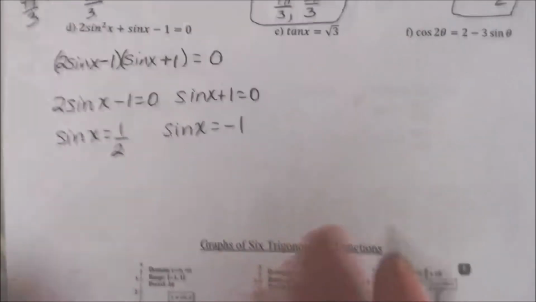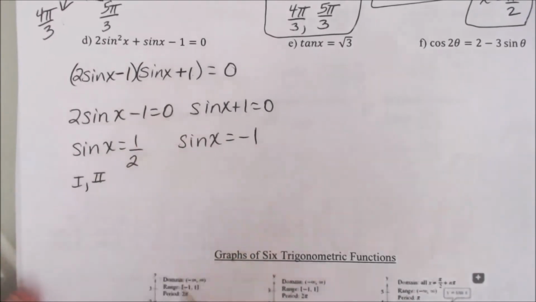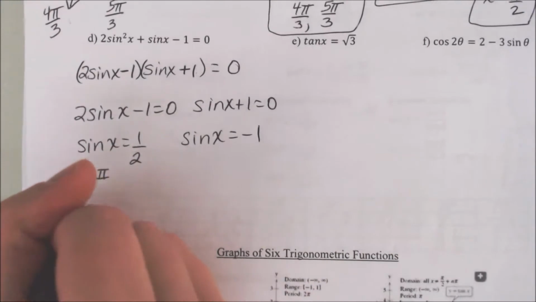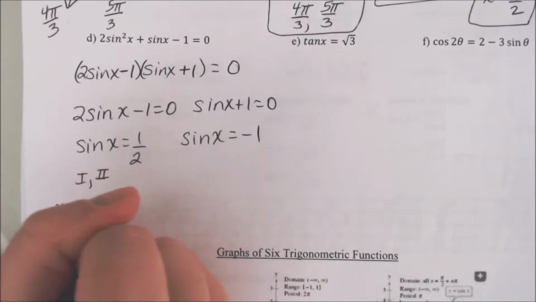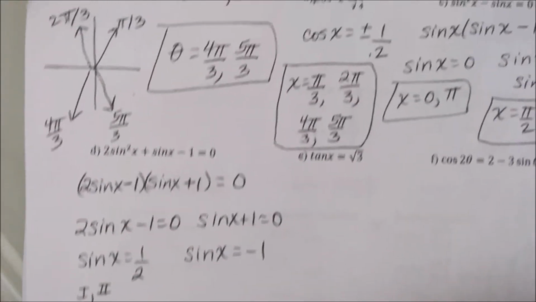Where is sine positive in which quadrants? That would be in quadrant 1 and quadrant 2. So we want the pi over 6 values in quadrants 1 and 2. Well, in quadrant 1, of course, it's just pi over 6. In quadrant 2, this is that sort of counting trick I was talking about a little bit earlier.